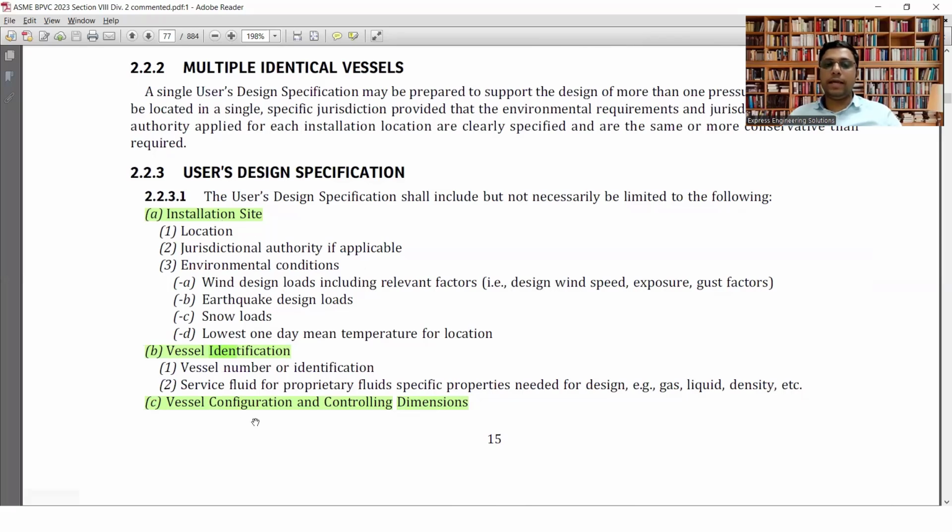Let us see the green highlighted ones, which are nothing but the headpoints. Installation site: where this equipment will be installed, that installation site information is to be provided. Then vessel identification. When we are talking about the vessel, what is its tag number, manufacturer serial number, how you are going to identify that vessel. So that vessel identification is very important. Then vessel configuration and controlling dimensions.